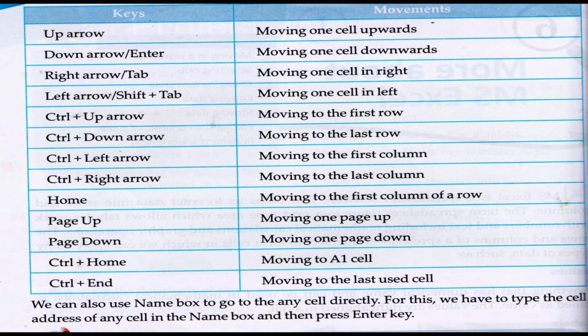In the same way, Control plus left arrow to move to the first column, Control plus right arrow to move to the last column of a worksheet. Home key to move to the first column of the current row. Page up to move one screen up, page down to move one screen down.